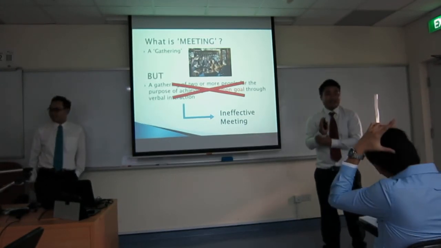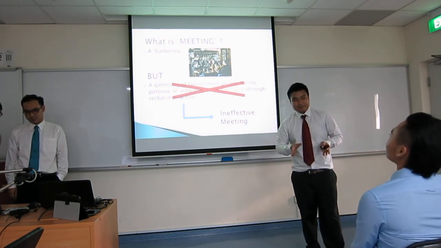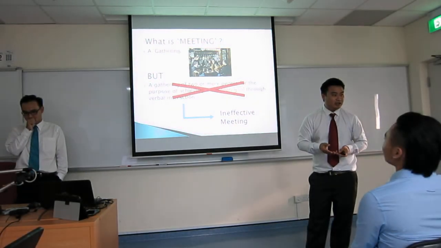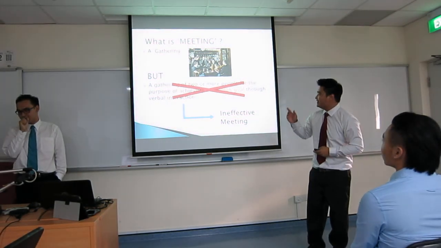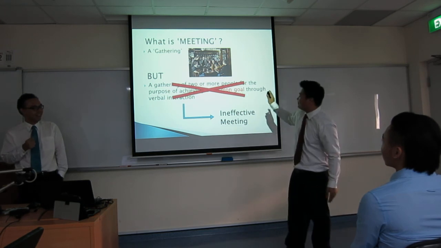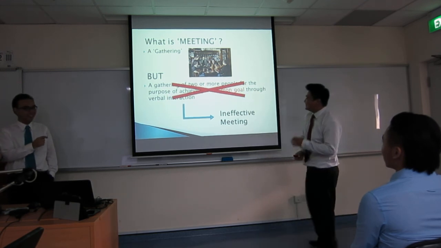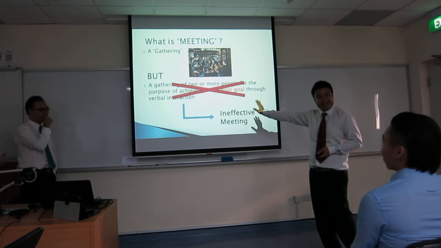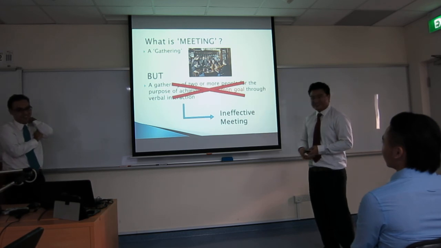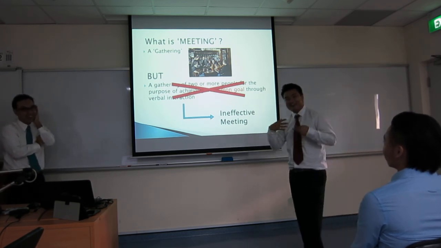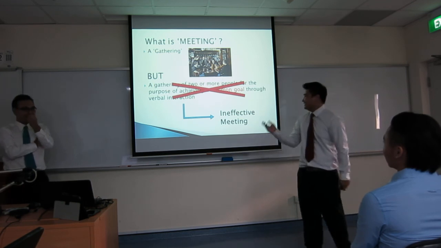So what is a meeting? How do you define a meeting? It's simple. It's a gathering of people coming to the same location to discuss a topic. But in our case, when we are talking about effective meetings, I would rather say a meeting is a gathering of 2 or more people for the purpose of achieving a common goal through verbal interaction. So this is an effective meeting. If this condition is not fulfilled, then this cross will come up. This brings us to the topic of our presentation, which is ineffective meeting. Let's carry on.